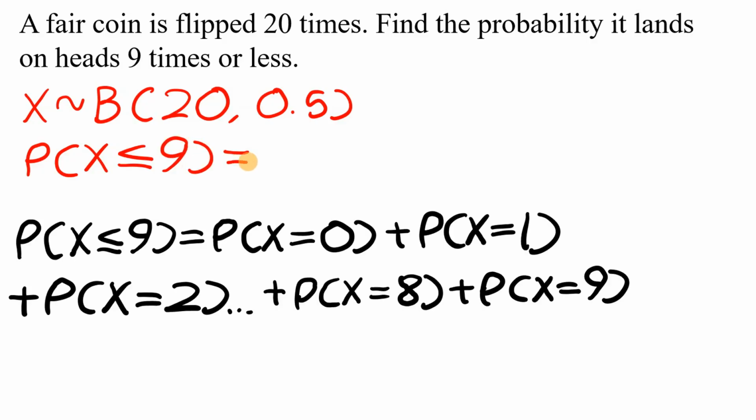Now what this actually means is this is the sum of all of the probabilities for the values within this range. So the probability that x is less than or equal to 9 is the probability that x is equal to 0 plus the probability that x is equal to 1 plus the probability that x is equal to 2, all the way up to the probability that x is equal to 9. You could theoretically do this using the method we've already seen, but it would take you forever. Luckily, your calculator can do this as well.